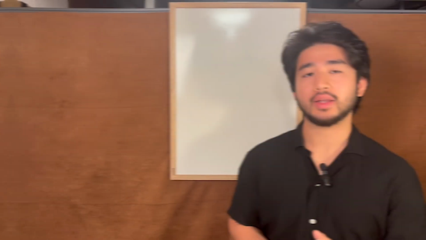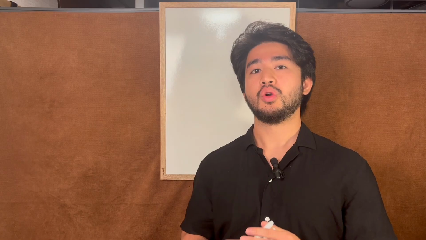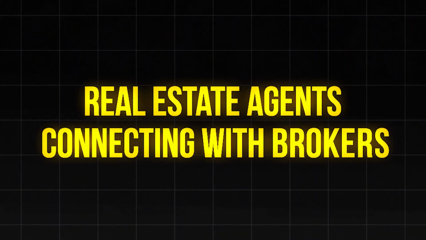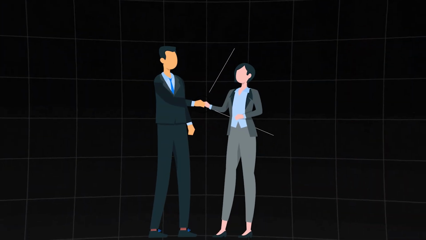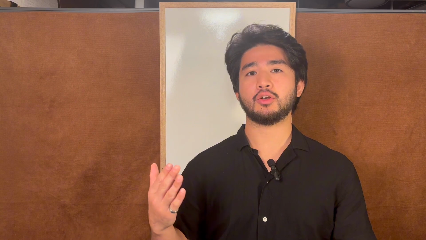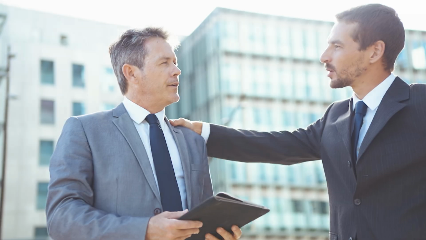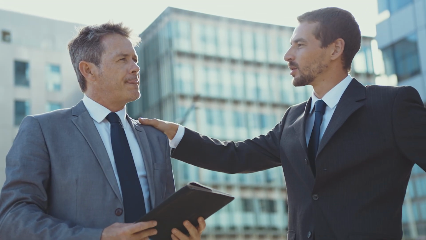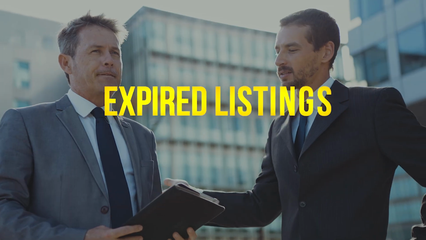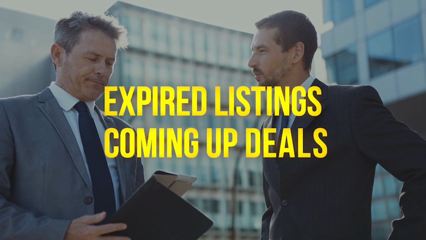Okay, so how am I able to get these off-market deals? I get these off-market deals through real estate agents, connecting with brokers, and building that relationship long term so that they know that I can execute and they keep bringing me deals off market. Now, here's a couple of magical things that I do. When I talk to real estate agents, I tell them, hey, I'm looking for expired listings or deals that are coming up. Okay, so those are your two magic words.